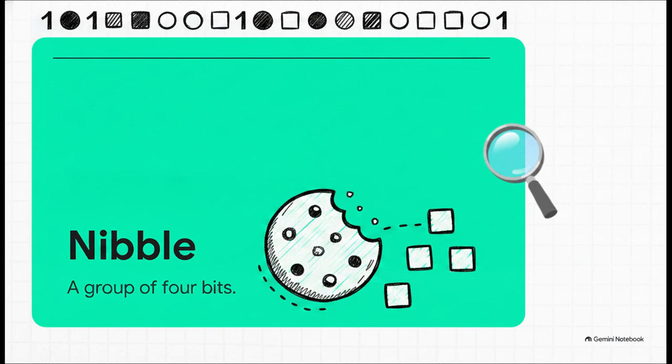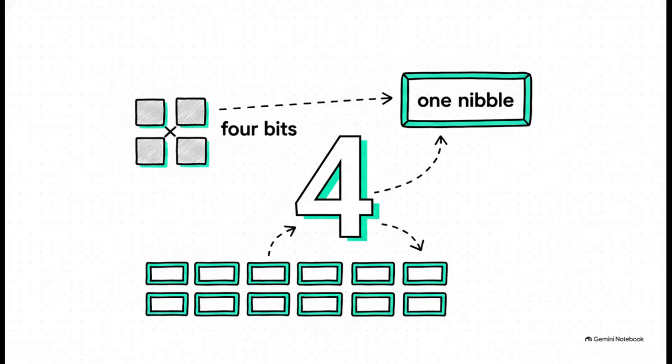Yes, a nibble. It's exactly half of a byte, so it's a group of 4 bits. So again, lock in the number 4. 4 bits equals 1 nibble. It sounds like a joke, sure, but as you'll see in a second, the nibble serves an incredibly important practical purpose when we start organizing all this data.